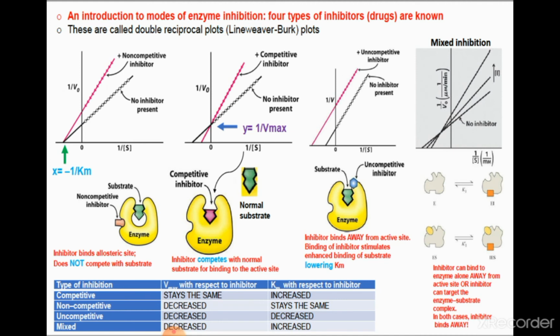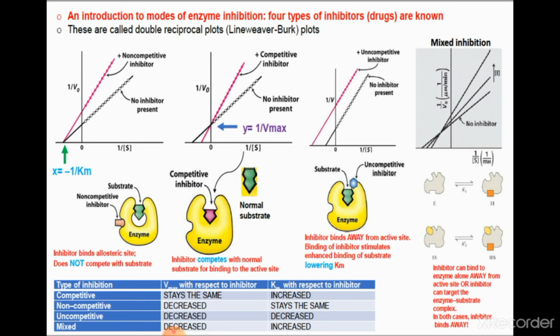In absence of inhibitor, no inhibitor present, we have the Vmax. In presence of inhibitor, we can see there is no change in Vmax, but there is an increase in the Km, the substrate concentration, right? In case of uncompetitive inhibition, we can see the comparison. In absence of inhibitor and in presence of inhibitor, we can see the lines are parallel, they are not meeting.